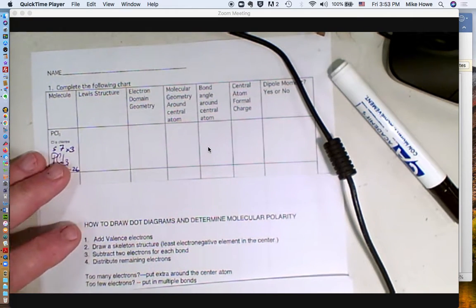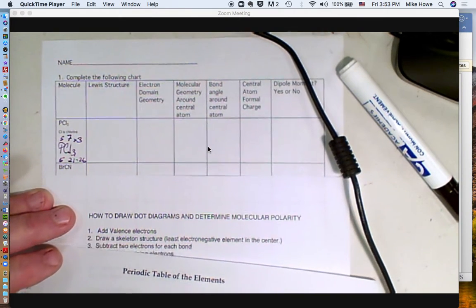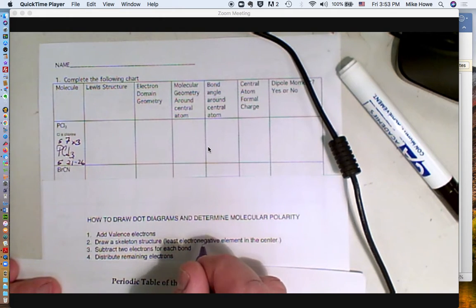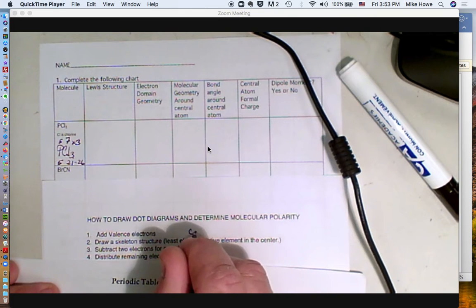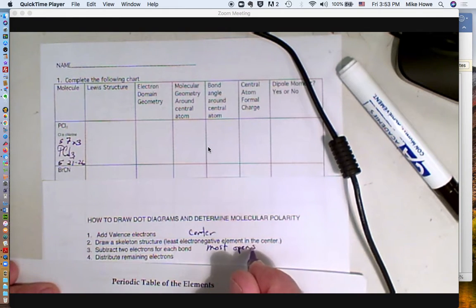Next thing you do when you're drawing a dot diagram is draw a skeleton structure. And usually you put the least electronegative element in the center. Other things to consider that we mentioned were the things in the center. So the least electronegative in the center, the one with the most open spots goes in the center, usually. And the one that is closest to the middle of the table.